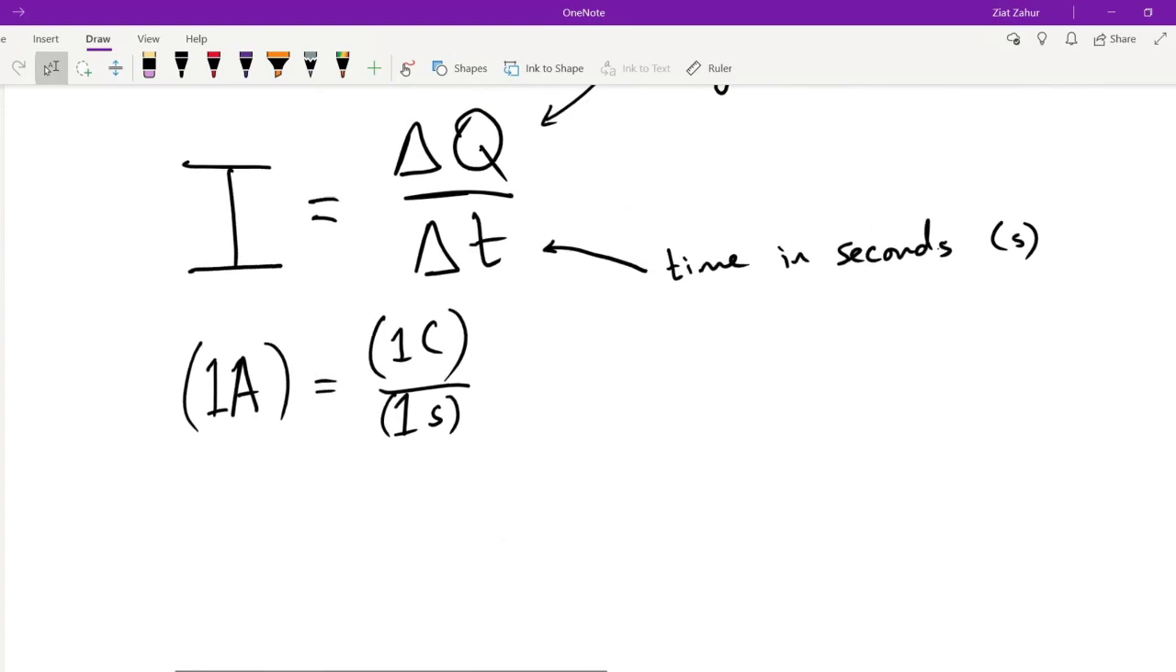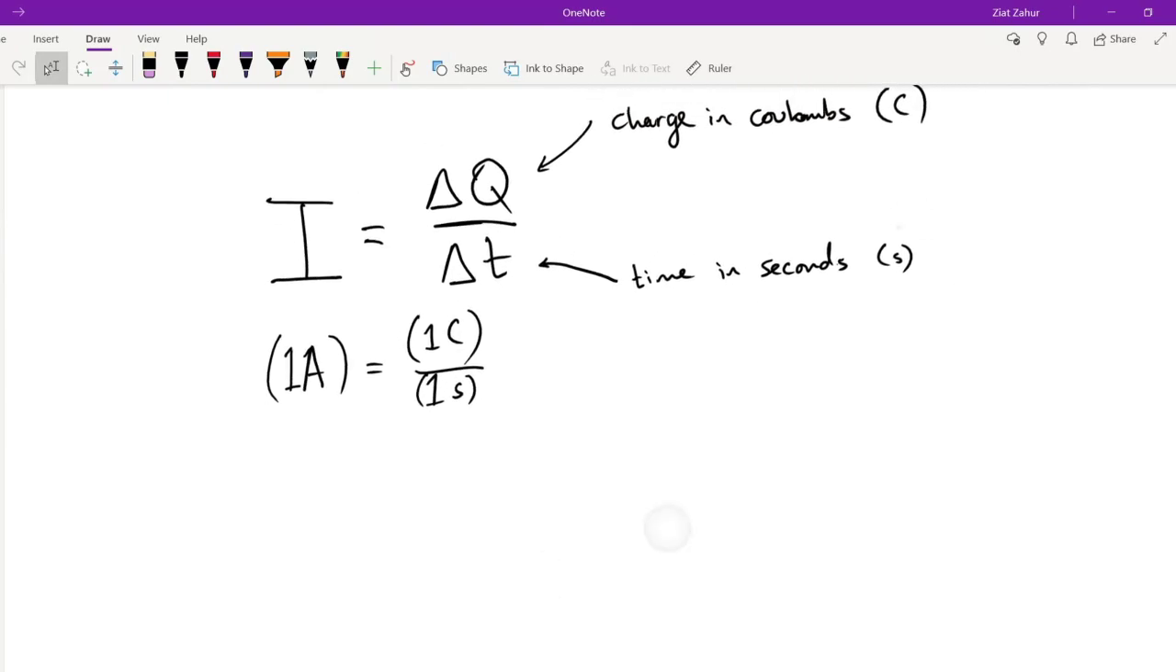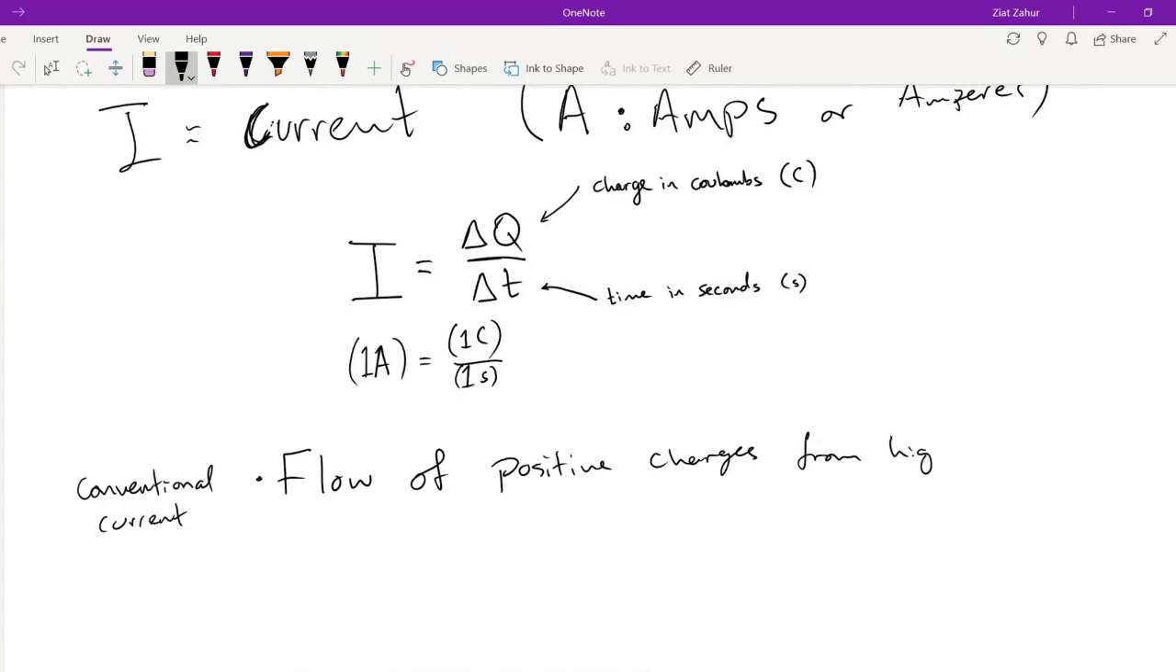All right, so current is charge per second. Coulombs per second, I should say. It is a flow of positive charges. So this is current, or it's also called conventional current. We call it conventional because we made it up by convention. Flow of positive charges from high potential to low potential.